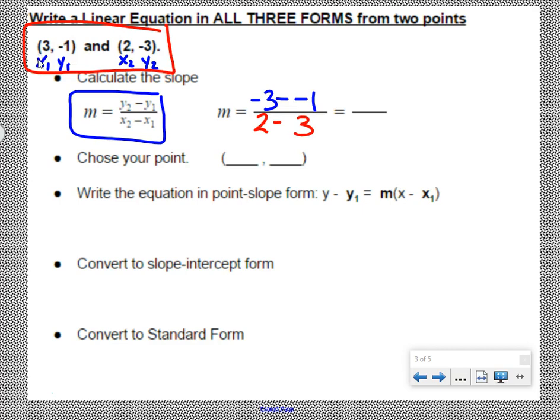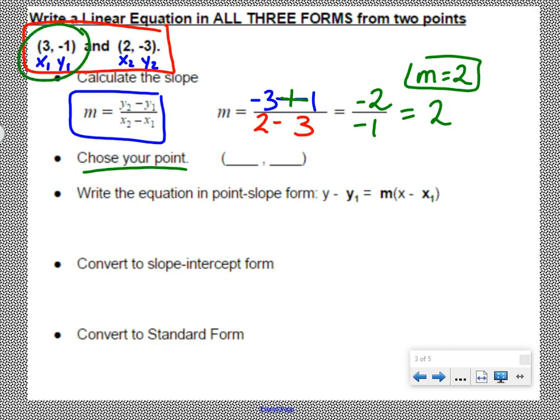-3 minus -1 becomes -3 plus 1, which is -2. 2 minus 3 is -1. Simplify that. -2 divided by -1 is +2. So our slope is 2. Choose your point. We only need one of these points to work with. Choose. Doesn't matter which one.